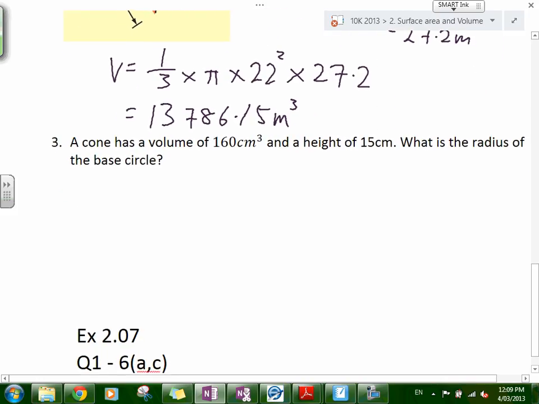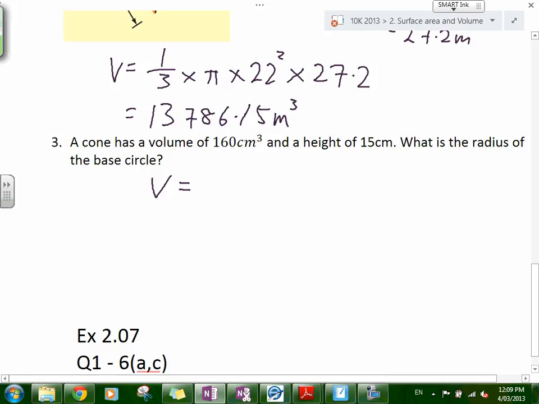Now this is a different sort of question. It says a cone has a volume of 160 cubic centimeters and a height of 15 centimeters. Okay? What is the radius of the base circle? So this is about using the formula in a different way. So what do we know about the formula?